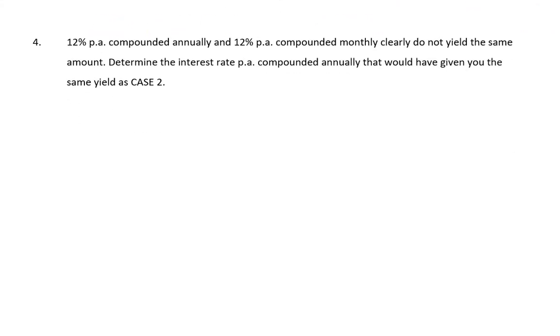Fourth question here says 12% per annum compounded annually and 12% per annum compounded monthly. So these are the interest rates to be used in the first example. Clearly they do not yield the same amount. Case 1, which was compounded annually, got 112 Rand, and case 2 got you 112 Rand and 68 cents. So even though the interest rates look the same, they do not yield the same amount, so they don't have the same effect.